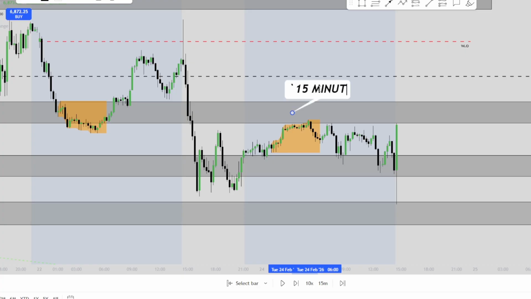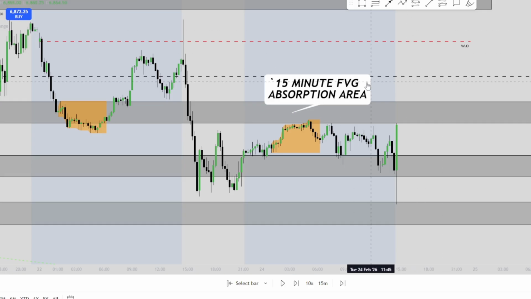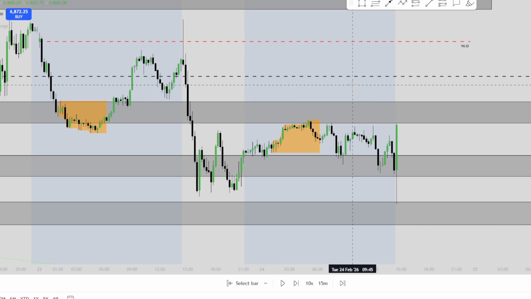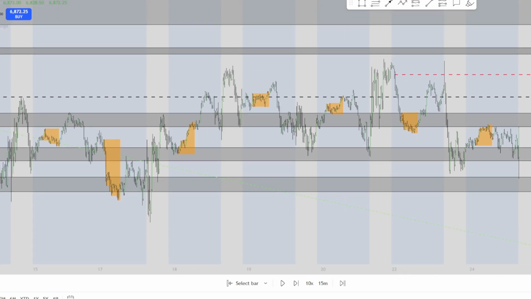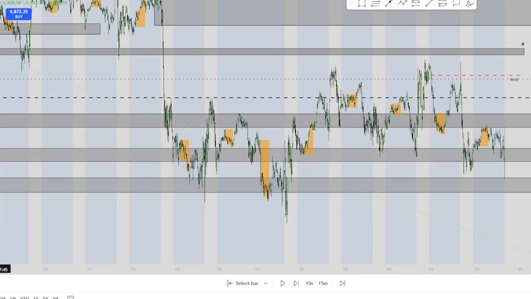If I spell that right. We're looking for a 15-minute fair value gap, and we're looking for absorption areas, right? Typically, these are levels that have given us good reactions in the past. So you're finding a 15-minute fair value gap, and you're finding areas that have given us good reactions in the past. Now, the phrase "good reaction" is quite misunderstood, right?